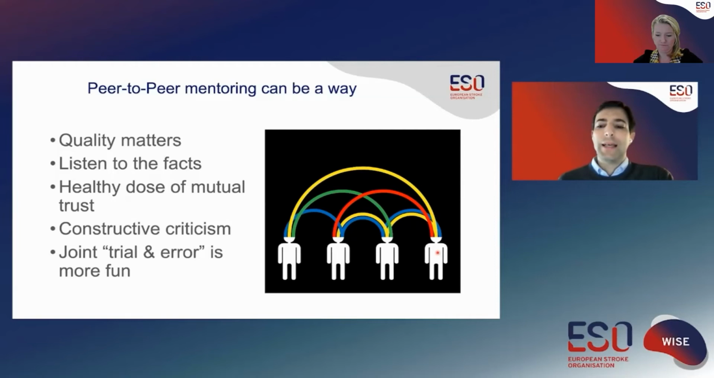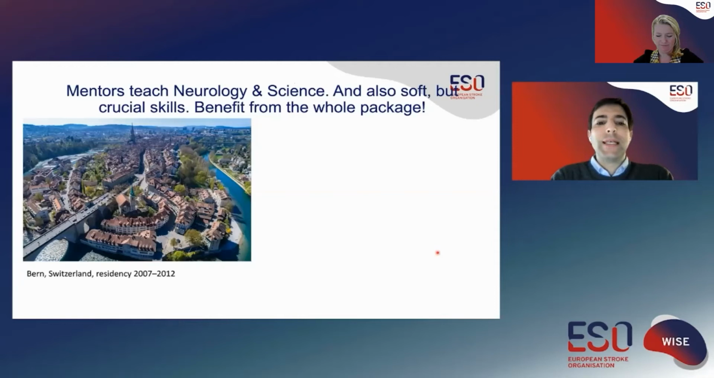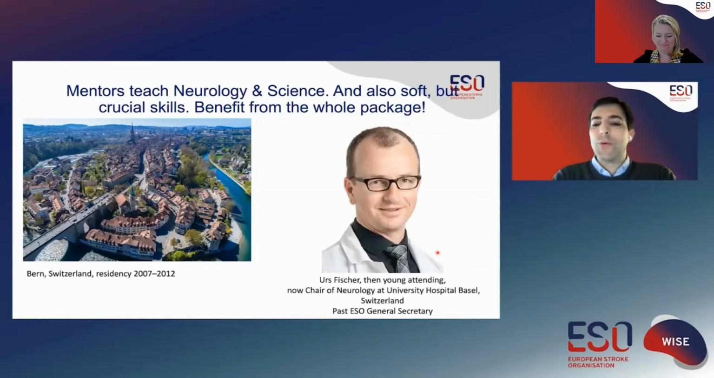Young mentors and also more senior networks tend to self-expand. And Mira introduced me to Else Sandset, whom you all know as the ESO General Secretary. I mentioned back then I was working in Bern in Switzerland, and I was a young resident and I had a young attending. The young attending's name was Urs Fischer, who is now chair of neurology at the University Hospital in Basel in Switzerland. So what Urs taught me is that mentors such as him can teach you neurology and science, but also soft and crucial skills. You can benefit from the whole package because soft skills like communication, self-organization, and leadership are important.